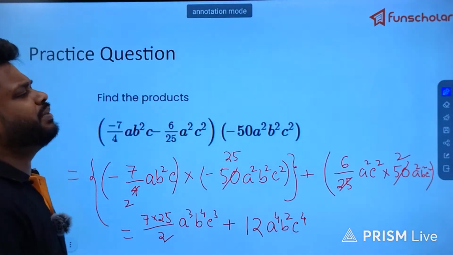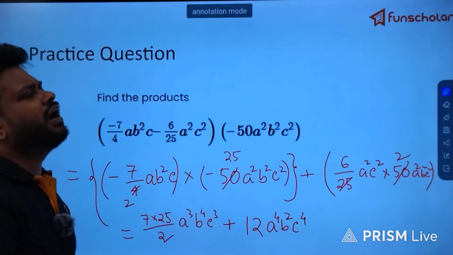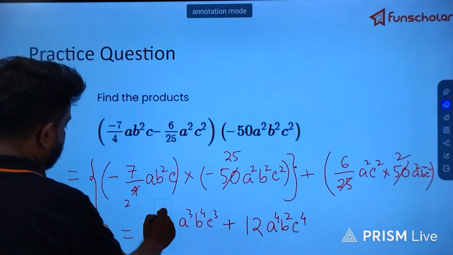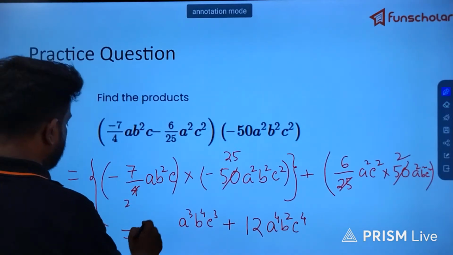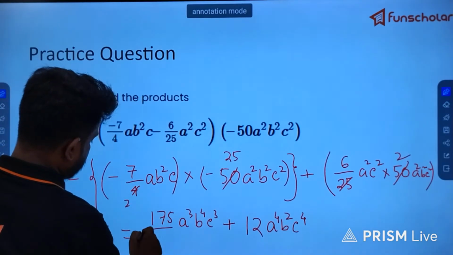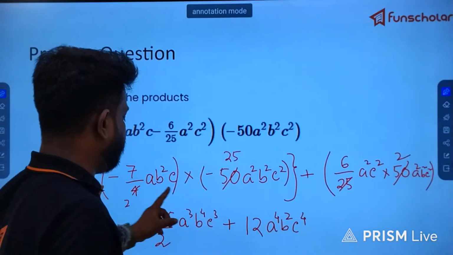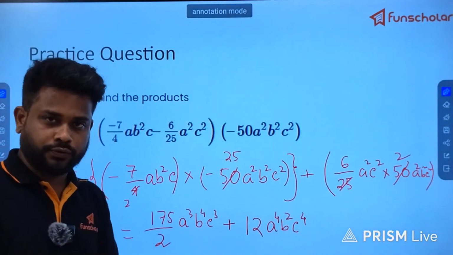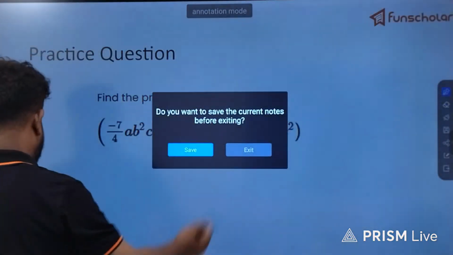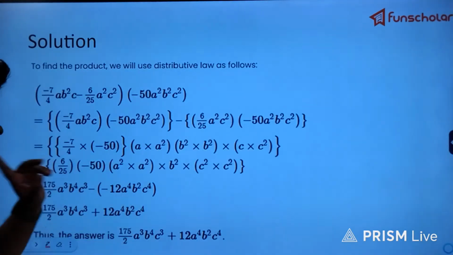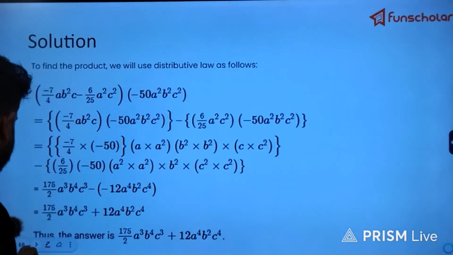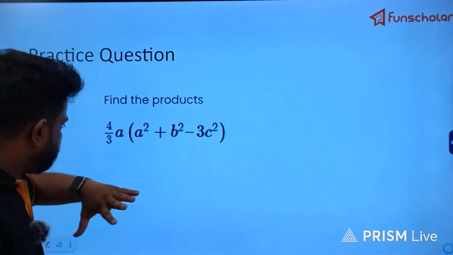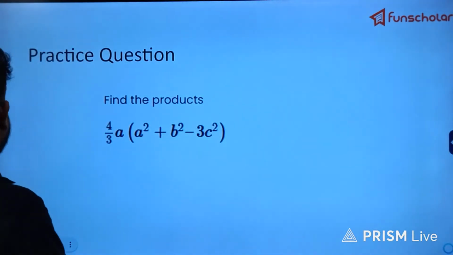7 into 25 becomes 175. So 175 by 2, 175 by 2 into a cube b4 c cube plus 12 a4 b square c to the power 4. Okay. Yes, it's like this. The next, this one is the last one. I have been showcasing that how can it be done.